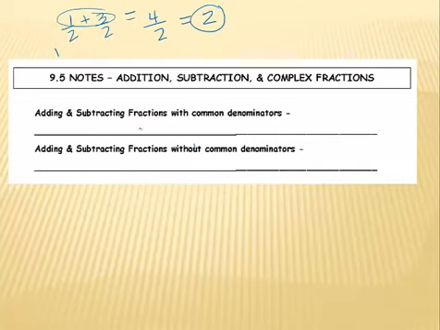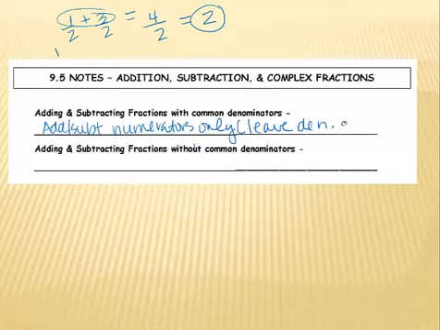So it says adding and subtracting fractions with common denominators. As long as the denominators are the same, we either add or subtract, based on what the problem is asking us to do, the numerators only. Leave the denominator the same. Okay? But what happens if I don't have a common denominator?